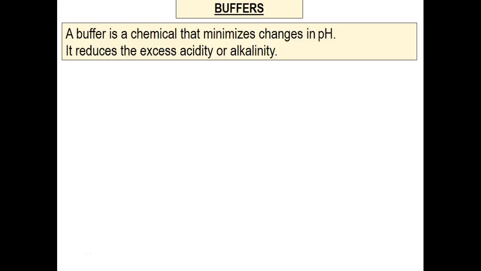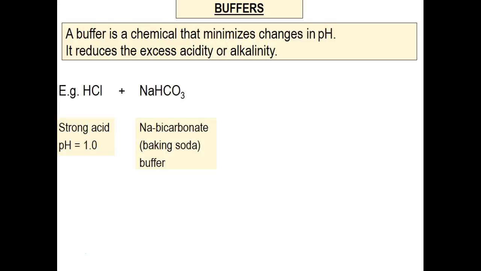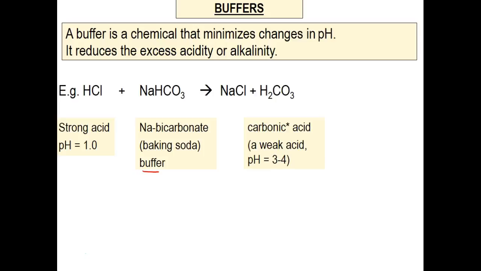Just take a look at this hypothetical example of hydrochloric acid, which is a strong acid around pH 1, which we just looked at. But it reacts with sodium bicarbonate, which is baking soda and known to be a buffer. And the reaction causes the formation of sodium chloride and carbonic acid, which is a weaker acid. So in this way, the sodium bicarbonate is able to act as a buffer.